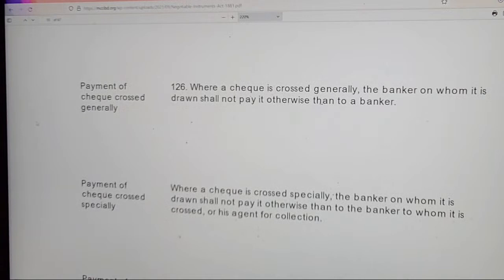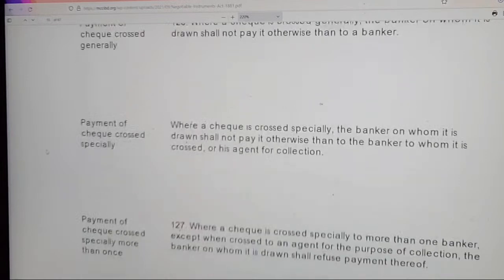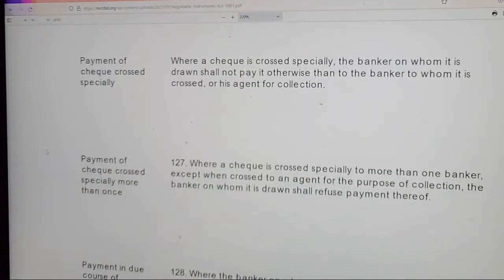Payment of check crossed generally. 126. Where a check is crossed generally, the banker on whom it is drawn shall not pay it otherwise than to a banker. Payment of check crossed specially. Where a check is crossed specially, the banker on whom it is drawn shall not pay it otherwise than to the banker to whom it is crossed or his agent for collection.